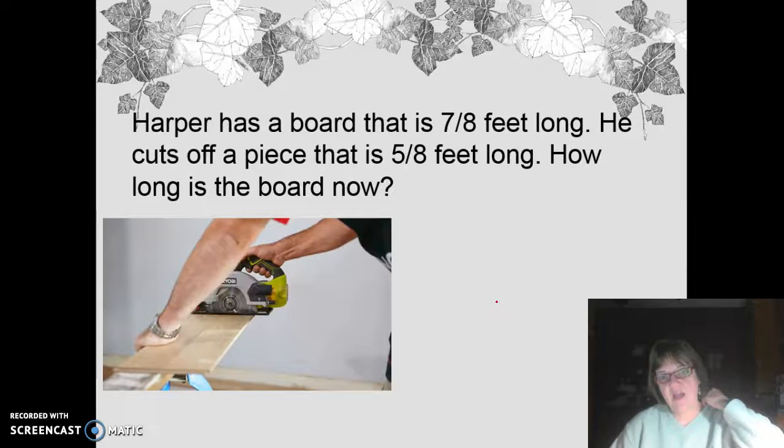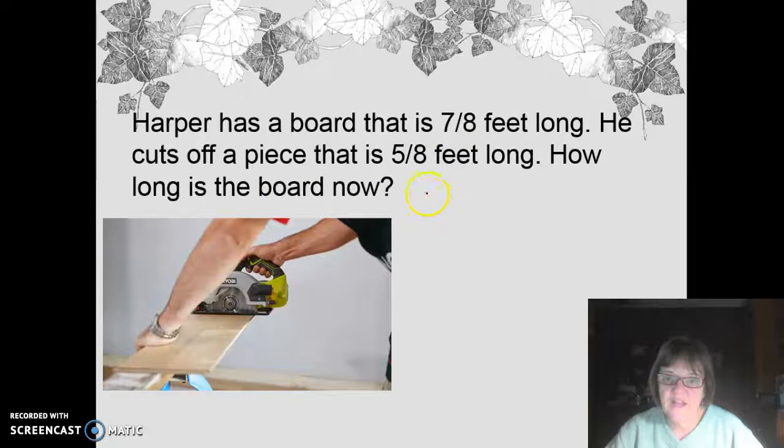Now, let's see, Mr. Horn would like this illustration. This is a little different. Harper has a board that is 7/8 feet long, okay? And he cuts off a piece that is 5/8 feet. How long is that board now? So the board started out at 7/8 feet, and he cut off a piece. That means we're subtracting that piece that is 5/8.